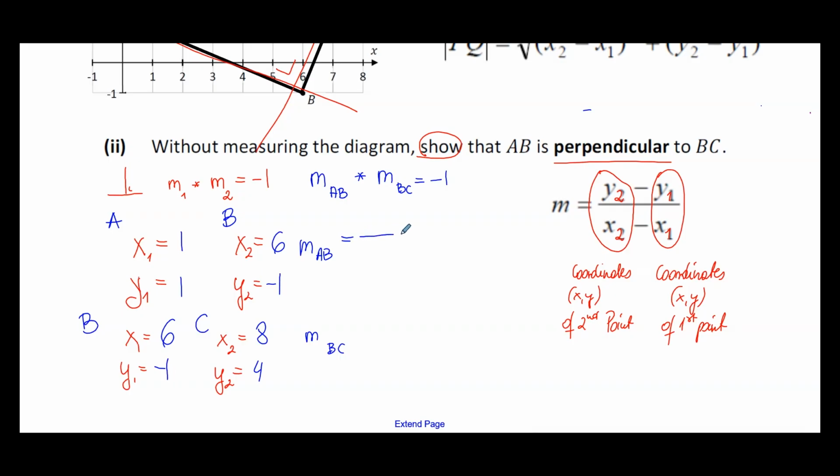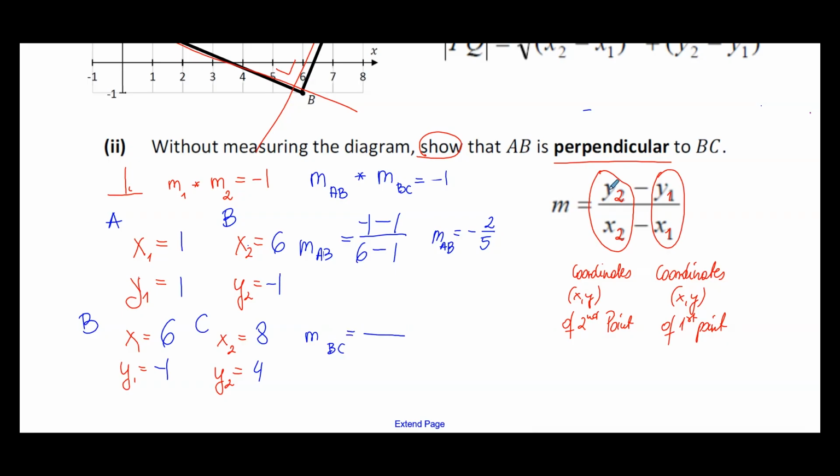Okay, so let's do our calculation. First, y2, my y2 is -1, then we have minus, and then y1, and y1 is 1. Then on the bottom, x2, my x2 is 6, then minus, and then x1, and x1 is 1. We put that in the calculator as a fraction, we press equal, and the slope of AB is -2/5.